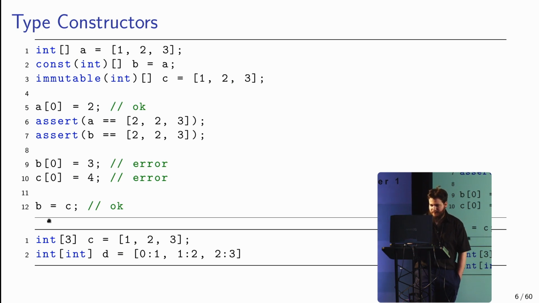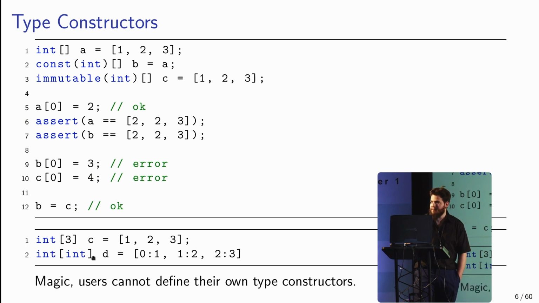There's also static arrays that have a fixed size and are value types, whereas here this is actually a reference, which you can see because we update A and we see a change in B. This cannot happen with immutable things because they cannot change for any reference. And finally, there's also associative arrays. One thing about type constructors is they are magic, and users cannot define their own type constructors that behave in this way, which is maybe a less desirable property.